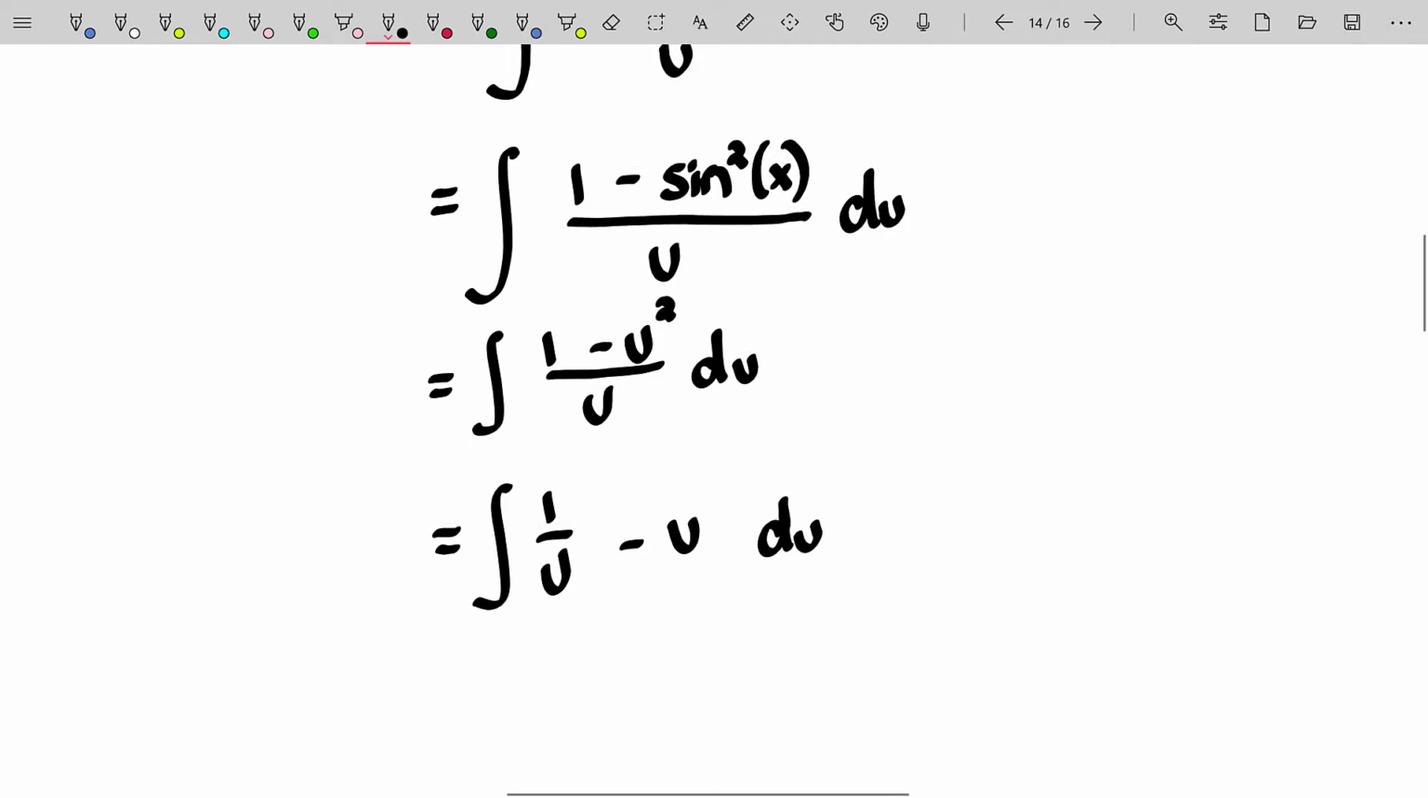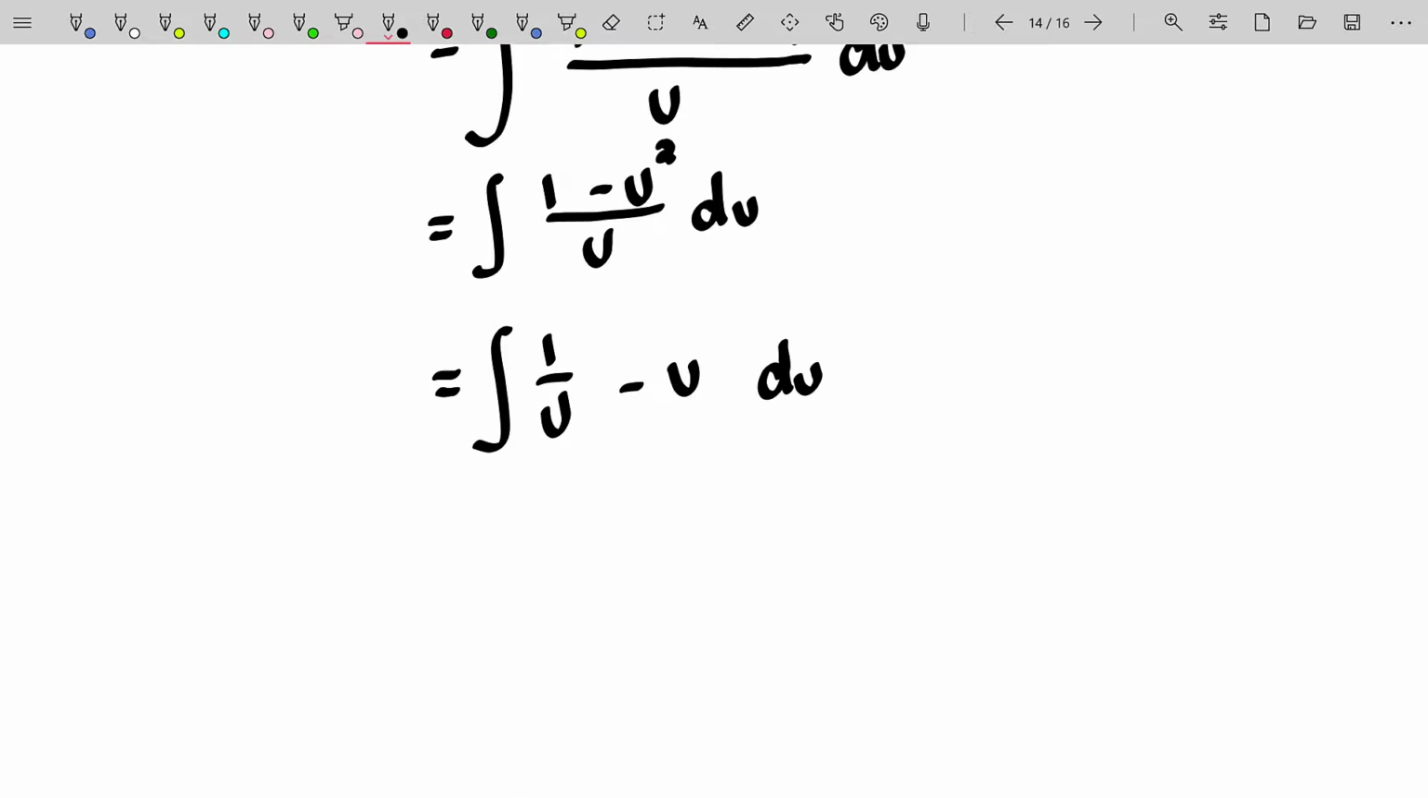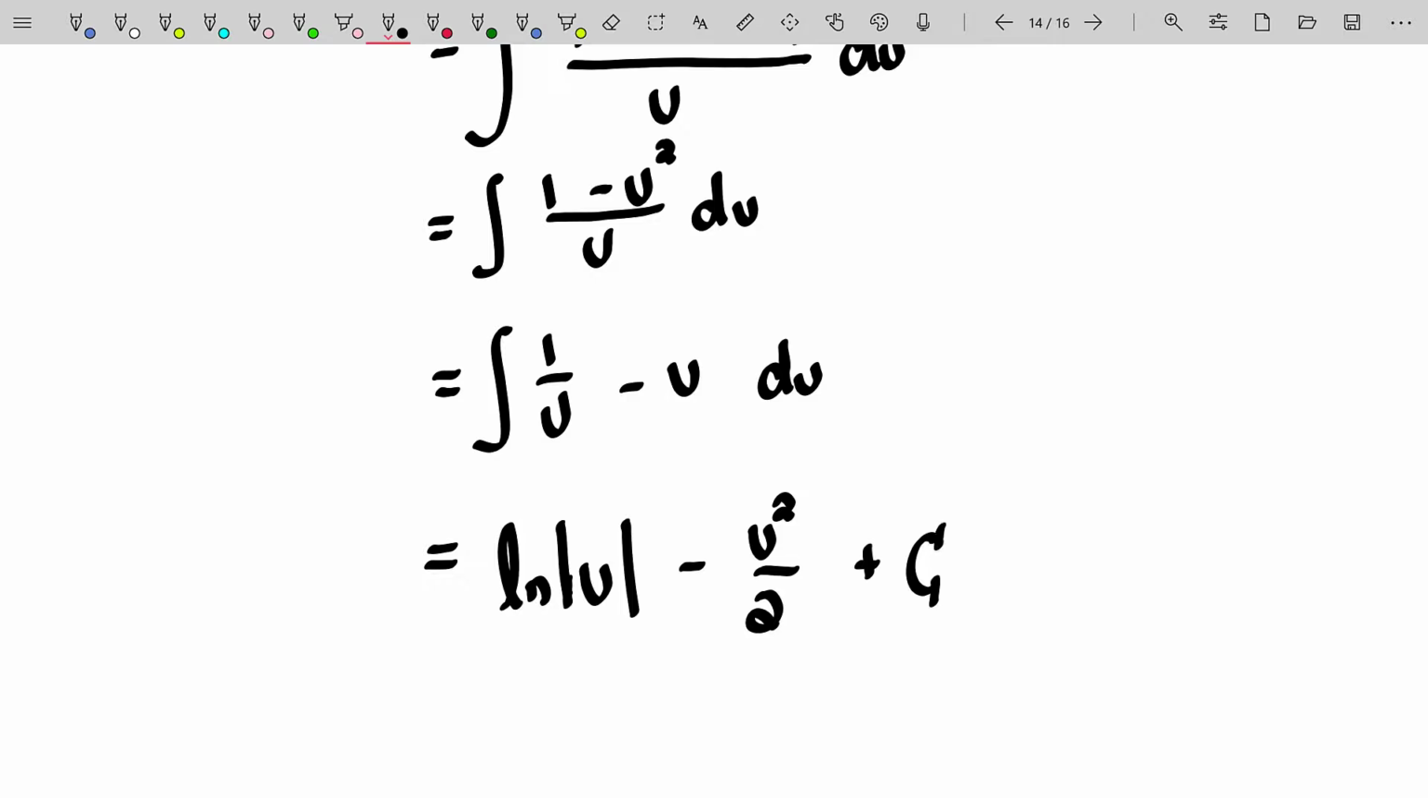And now I have a beautiful integrand, and I'll go ahead and integrate. The antiderivative of 1 over u is the natural log absolute value of u, minus the antiderivative of u itself, which is u squared over 2. And don't forget, you have that constant of integration hanging out back there. Very important for indefinite integrals.